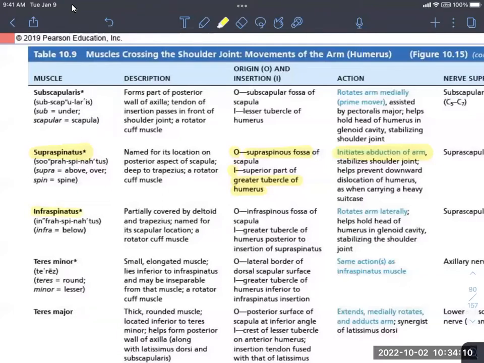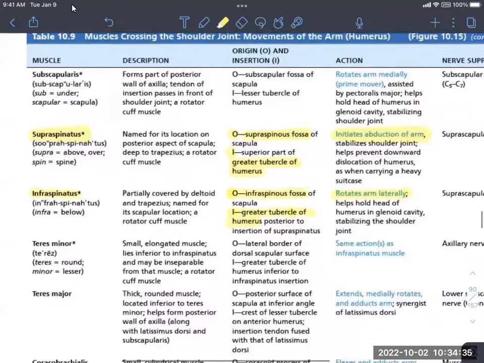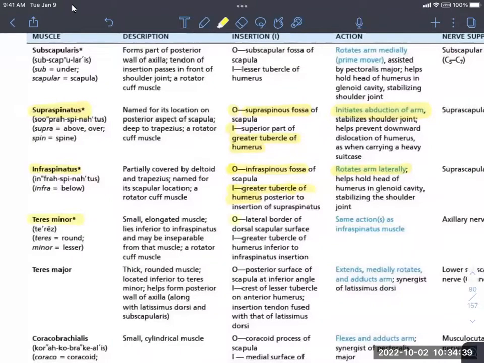Infraspinatus, infra, below the spine. So it will originate in the infraspinous fossa. It also inserts at that greater tubercle of the humerus. Infraspinatus will laterally rotate the arm. Teres minor. It originates at the lateral edge of the scapula. And it will insert at the greater tubercle of the humerus. Its action is laterally rotating the arm, same as infraspinatus.